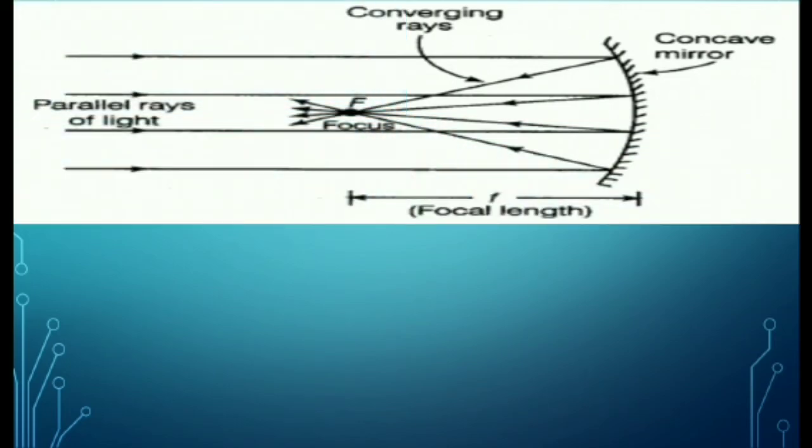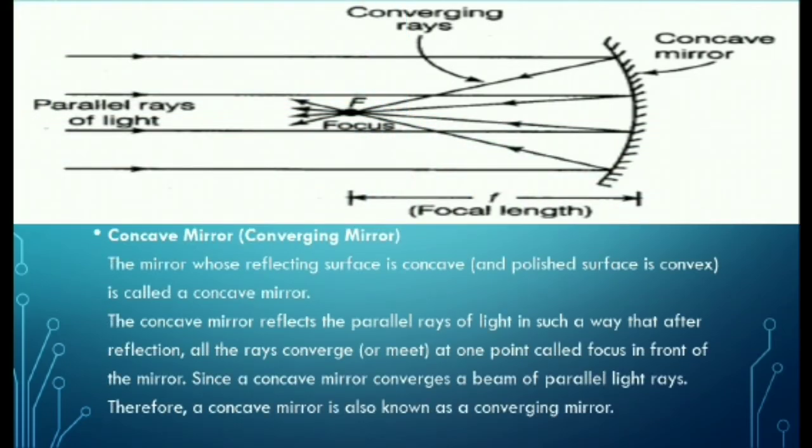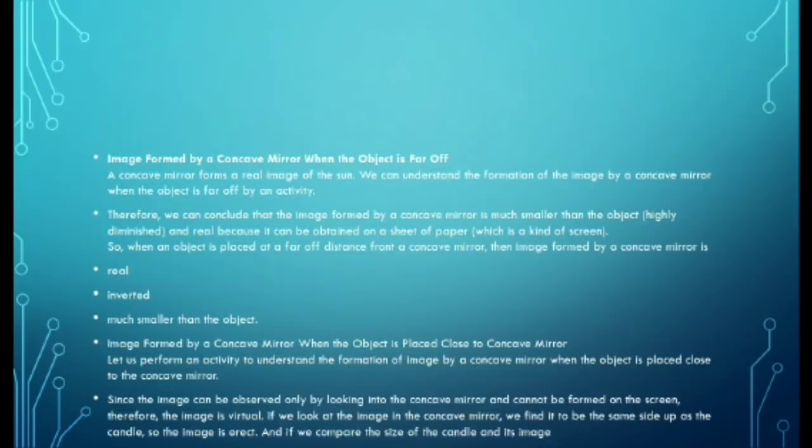So let's check out the figure. Concave mirror, which can also be known as a converging mirror. The mirror whose reflecting surface is concave and polished surface is convex is called a concave mirror. The concave mirror reflects parallel rays of light in such a way that after reflection all the rays converge or meet at one point called the focus in front of the mirror. Since a concave mirror converges a beam of parallel light rays, a concave mirror is also known as a converging mirror.